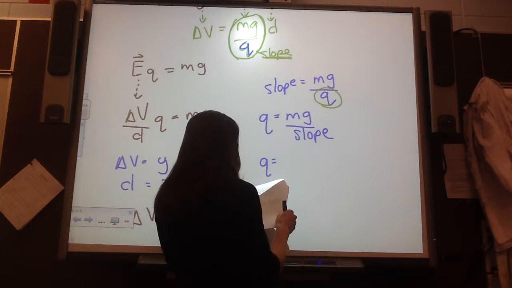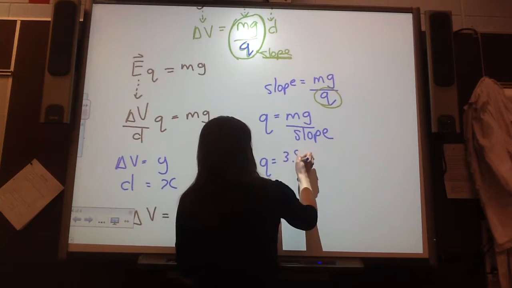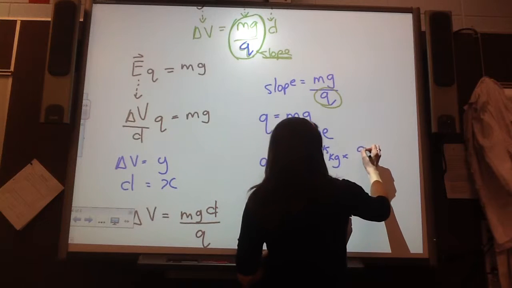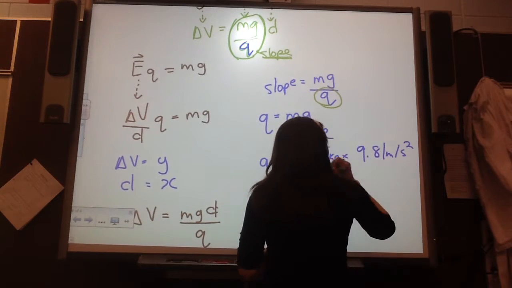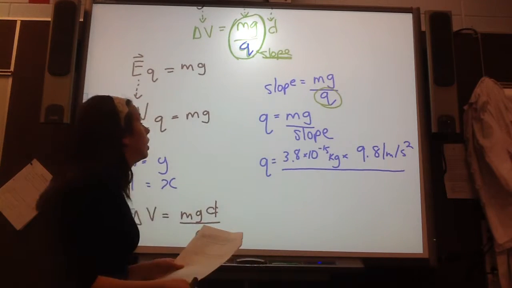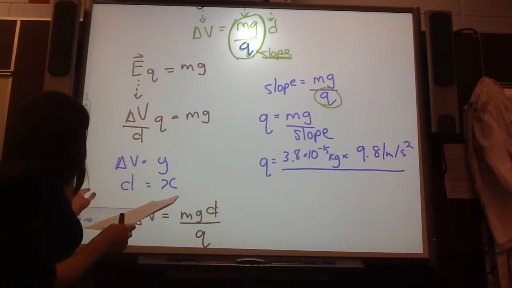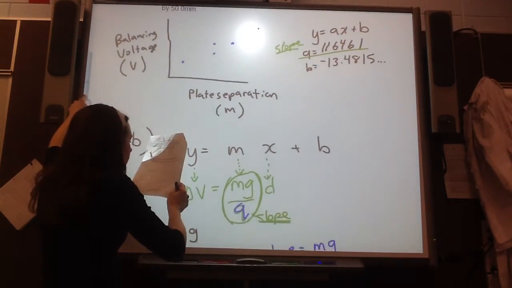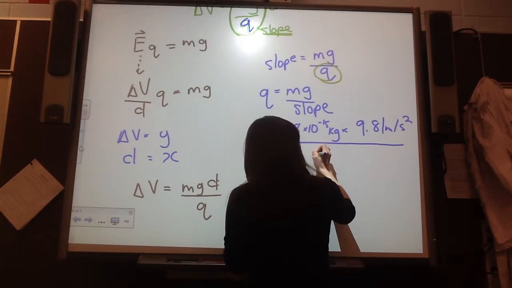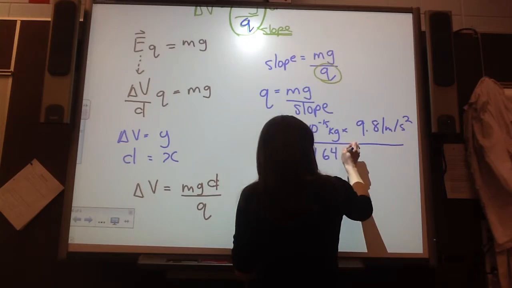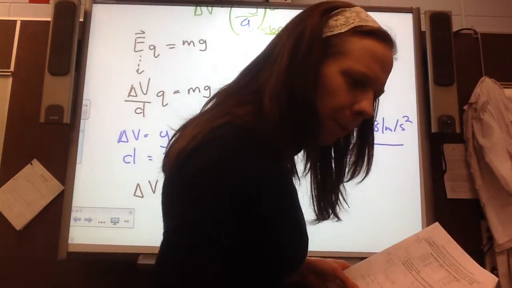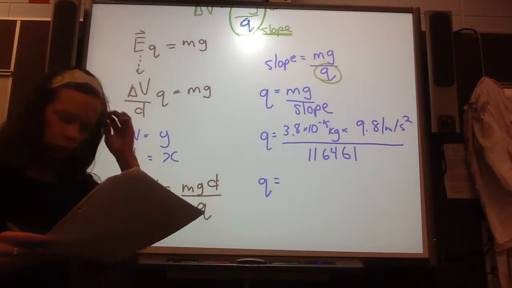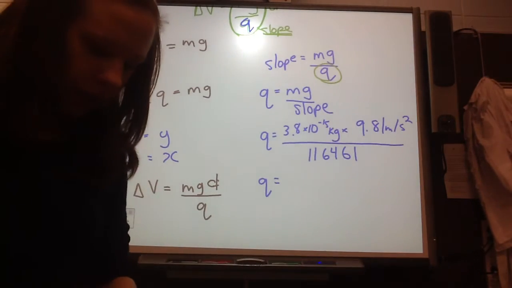So our Q is equal to our mass, which was told to us at the beginning, 3.8 times 10 to the negative 15 kilograms, multiplied by g, which is gravitational acceleration, all divided by our slope value, which we said was 1.16, etc., times 10 to the power of 5, or you can just put it right in: 1.1164661. So let's plug that in and see what you get.